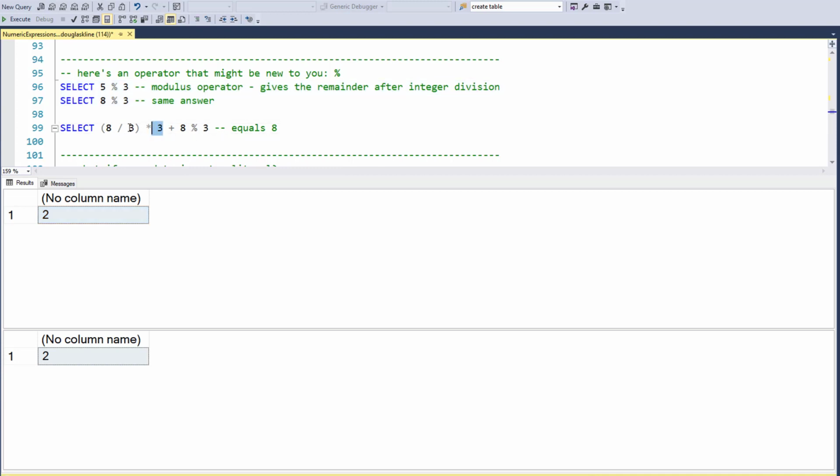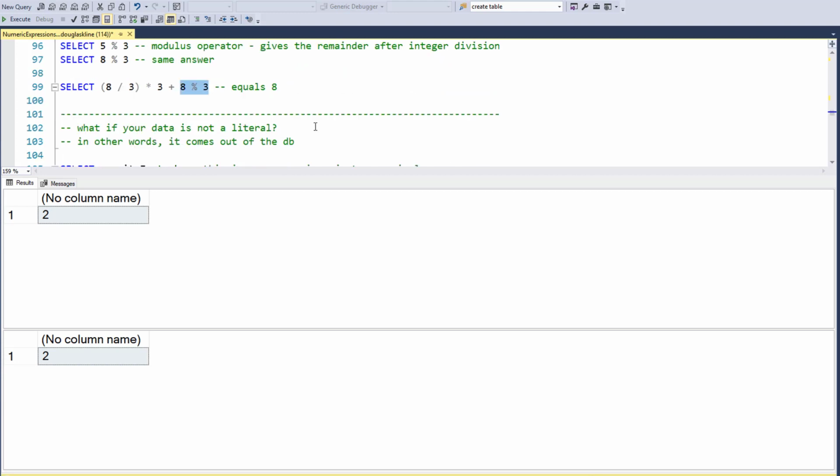So if you think about it, if you took any number, in this case I'm using 8, and you divide it by 3 and then multiply it back by 3, that would give me 2 times 3 is 6, and then you add the remainder, it's going to come up with 8. So here's the whole number division. Here's the remainder of a whole number division.